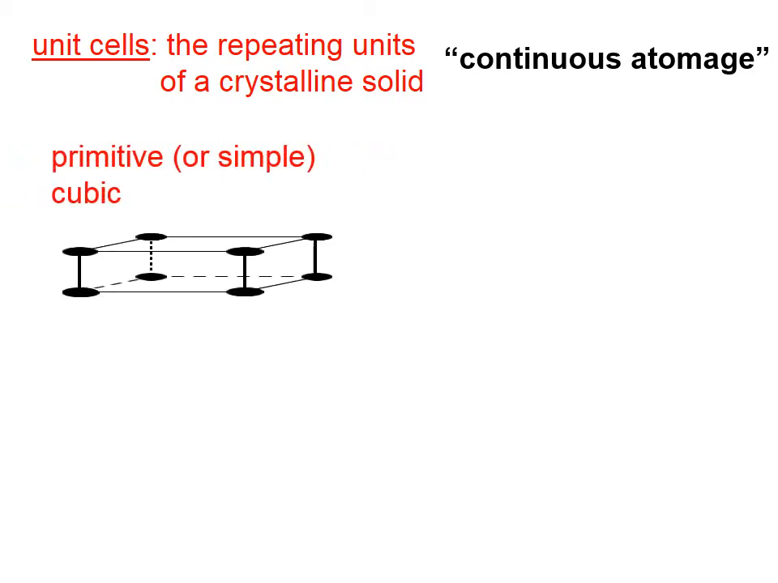Unit cells are the repeating units of a crystalline solid, or I sometimes use this term that I just made up, continuous atomage. A unit cell is a building block of a crystalline solid. Think of one building block and then think of putting many of those to the left and also to the right and up above and below and in front and in back. These unit cells go out and propagate in every direction three-dimensionally. There are three main types of unit cell.